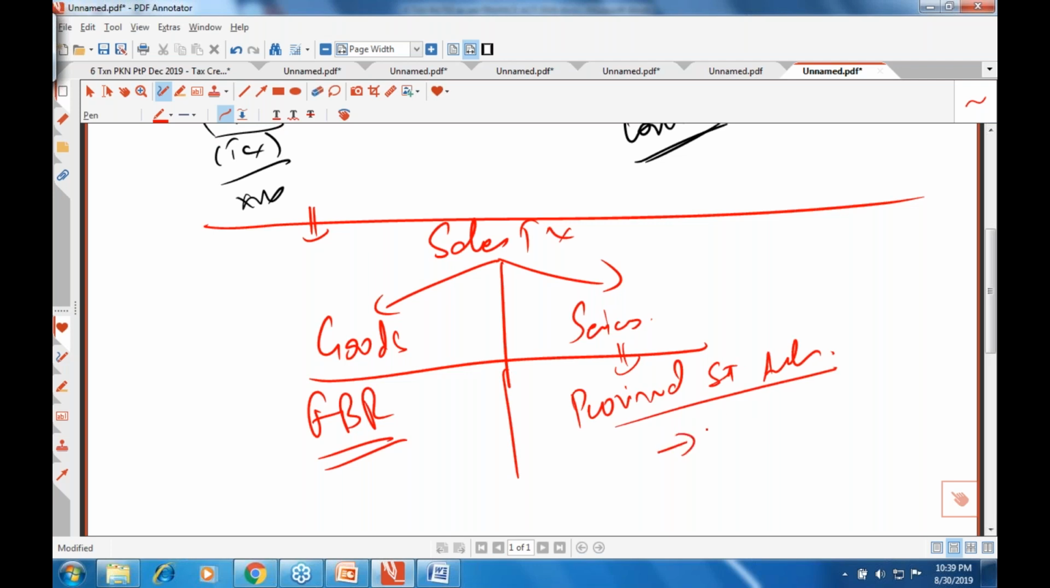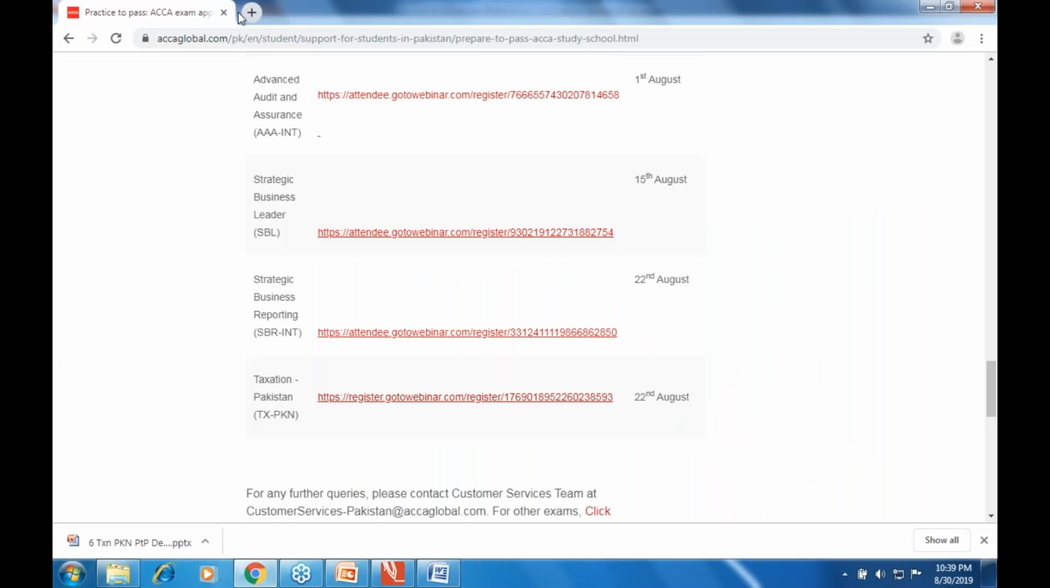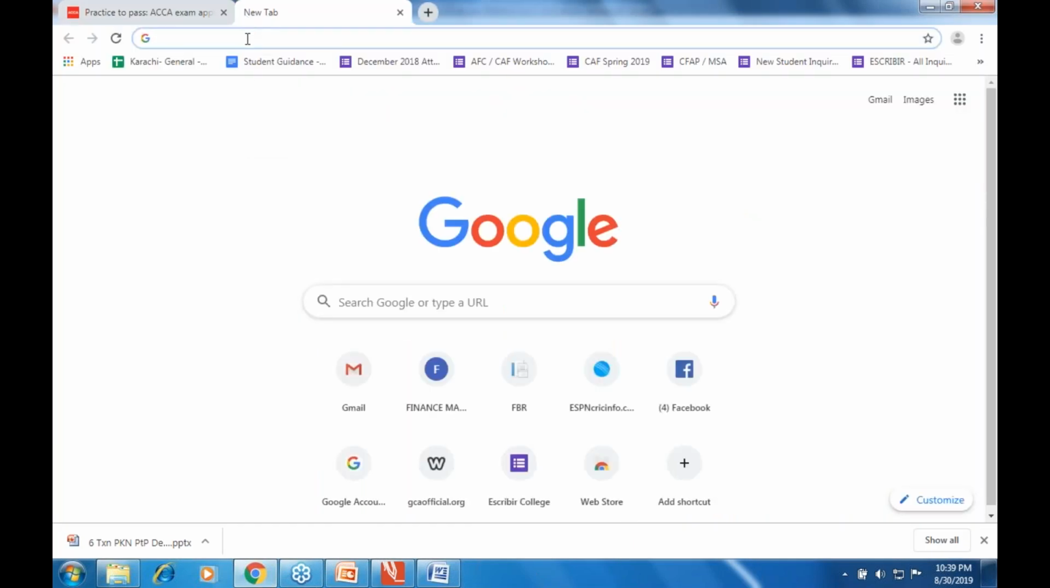We have got three Provincial Sales Tax Authorities. One of them is called PRA, Punjab Revenue Authority. One of them is SRB, Sindh Revenue Board. And the other one is KPKRA, the KPK Revenue Authority. Now, what is service, what is goods? In order to understand, I'm going to help you identify this.